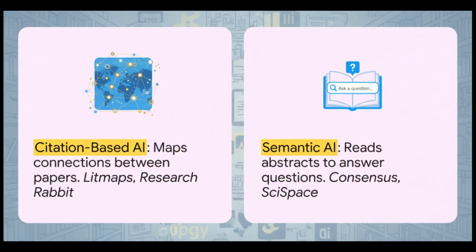Now, here's the first huge mistake most people make. They treat all AI tools like they're the same. They are not. You have to know the difference between citation-based AI, like Litmaps. Think of these as your cartographers. They draw the map. And then you have semantic AI, like Consensus. Think of these as your expert librarians. They answer your questions about the map.